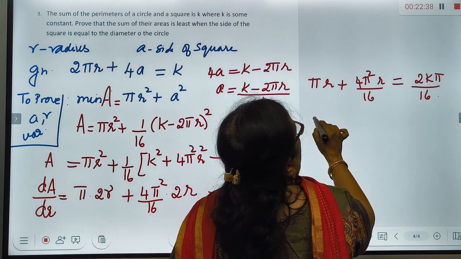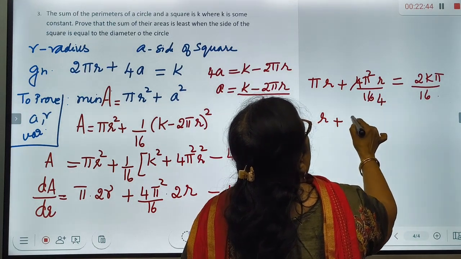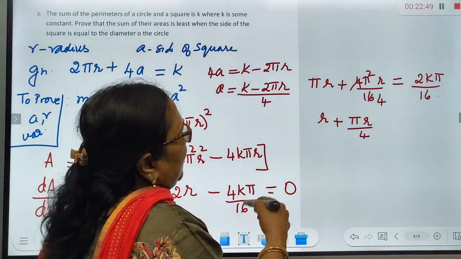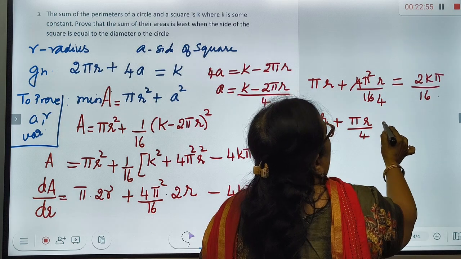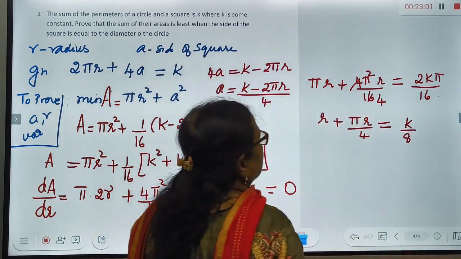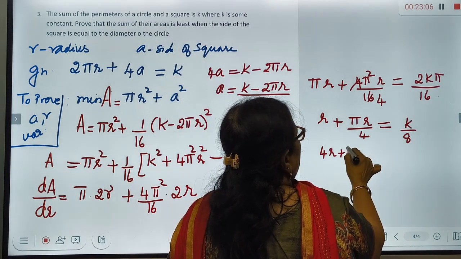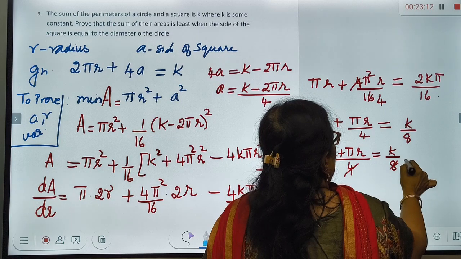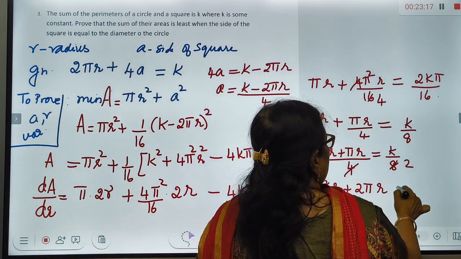Okay. So what do you get? Can I cancel off 1 pi? So r plus pi r by 4. 1 pi I am going to cancel off everywhere. So I will be left with r plus pi r by 4 is equal to, pi cancelled, k by 8. So taking LCM, (4r plus pi r) by 4 equals k by 8. So 8r plus 2 pi r equals k.